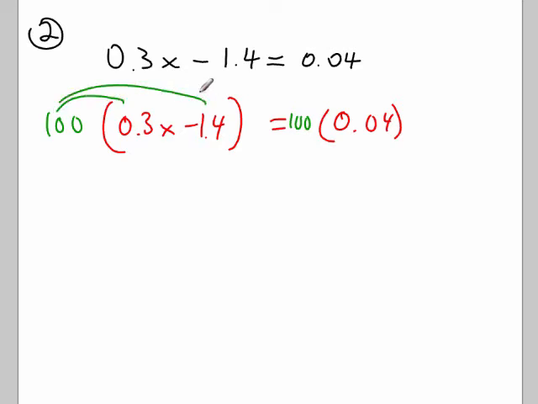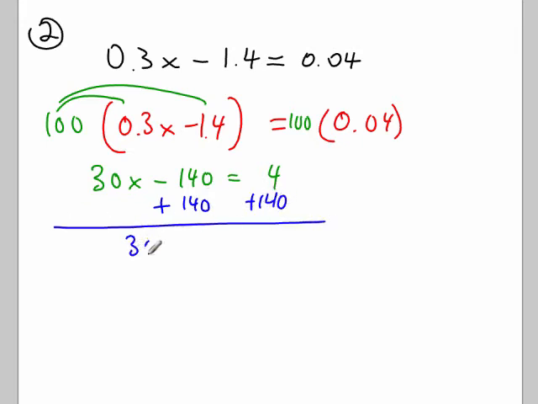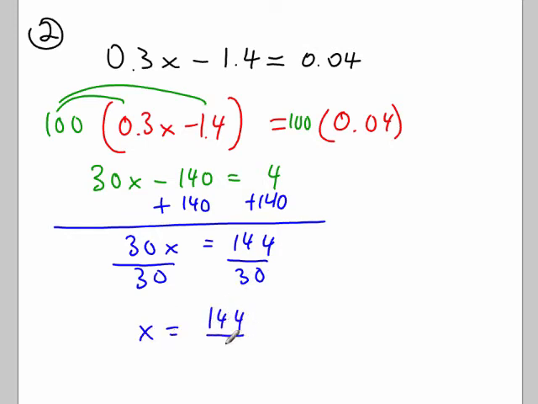Whatever I do to one side, I do to the other. It keeps it equivalent. 100 times 0.3, that would be 30x, minus 140 equals 4. I now have an equation with no fractions or decimals. Much easier to solve. Add 140 to both sides. Divide both sides by 30. And then reduce your answer to lowest terms if you can.